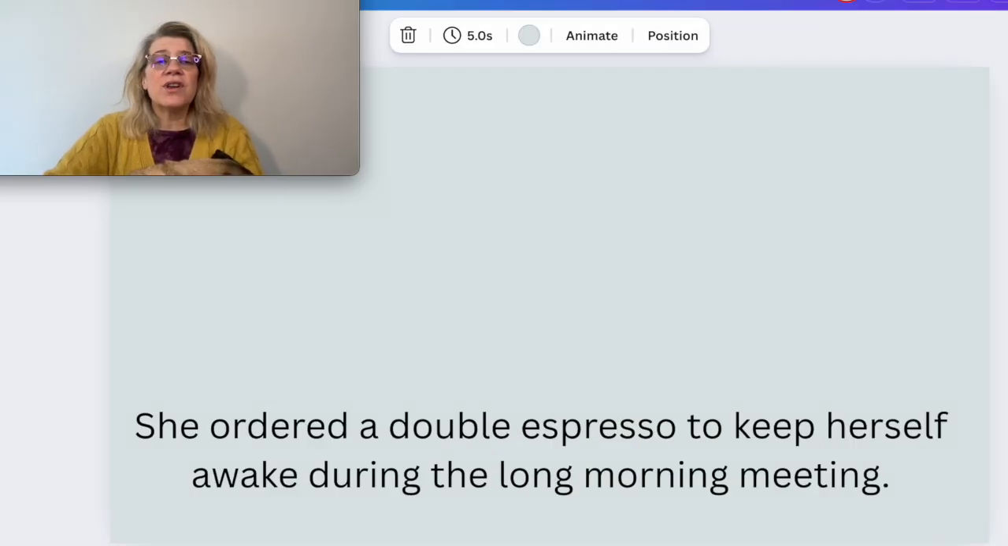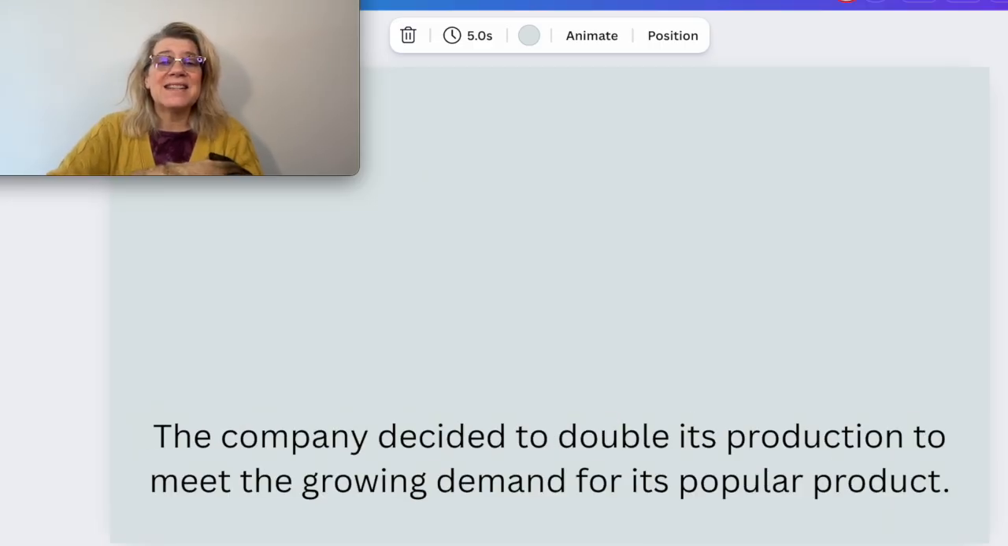Double. She ordered a double espresso to keep herself awake during the long morning meeting. That meant she had twice the caffeine. She ordered a double espresso. The company decided to double its production to meet the growing demand for its popular product. They decided to double its production. That means if they were making 100 items, they made 200 items. If they were making 1,000 items, they made 2,000 items.